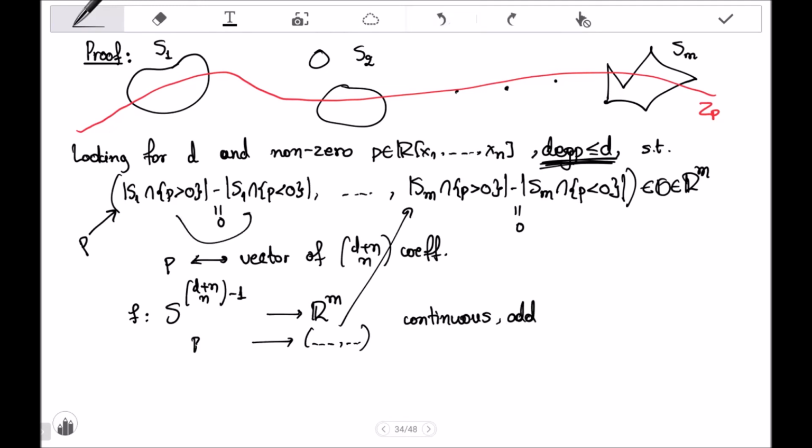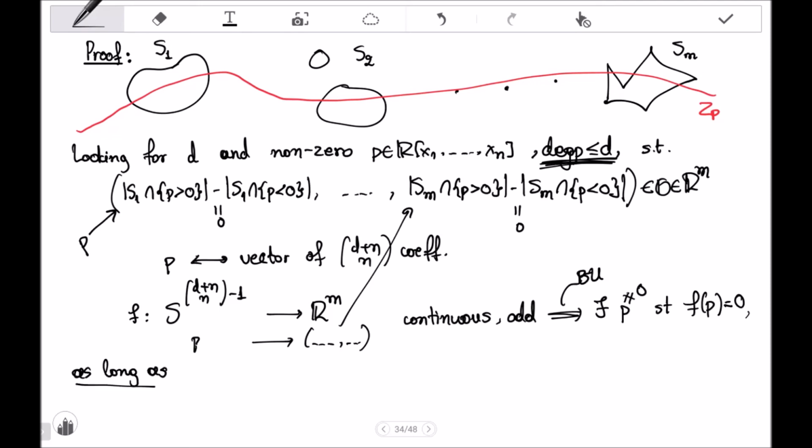So all these pairs are swapped and you get a minus sign when you apply the function to minus p. So by the Borsuk-Ulam theorem, there exists a non-zero polynomial, because it should be in the unit sphere, and therefore it's non-zero, such that it's mapped to 0. Okay, and that's what I wanted. It bisects everything, as long as I can apply the Borsuk-Ulam theorem.